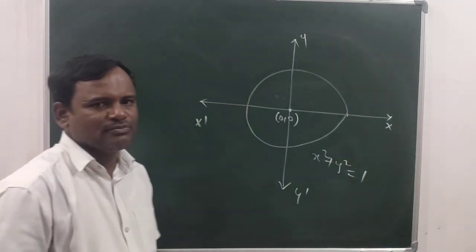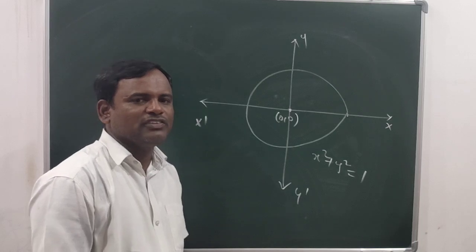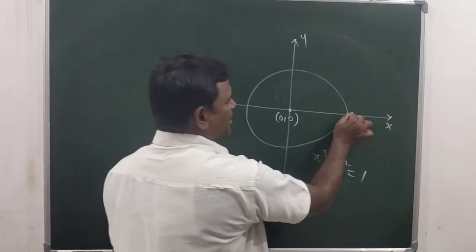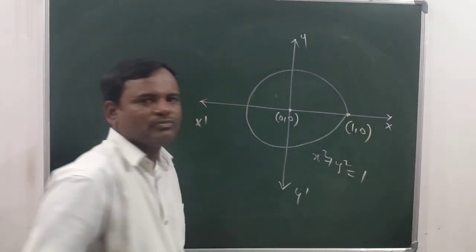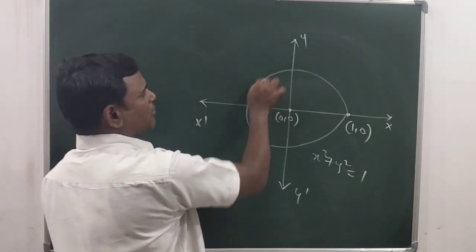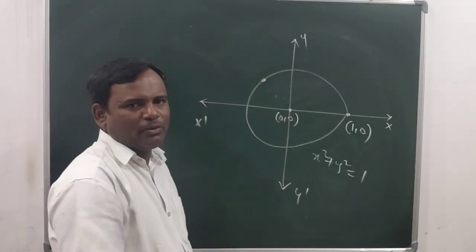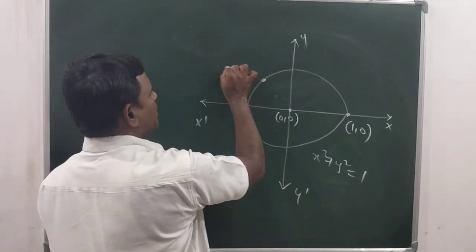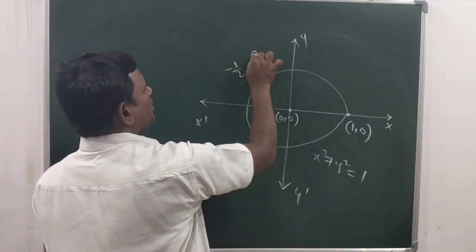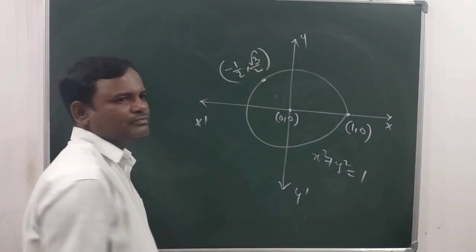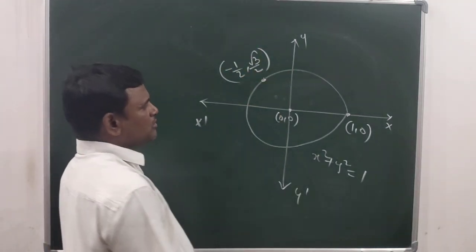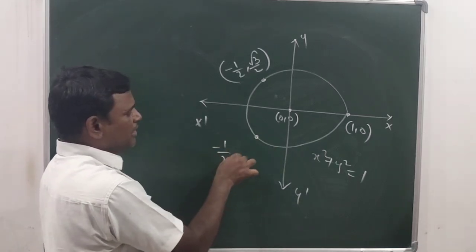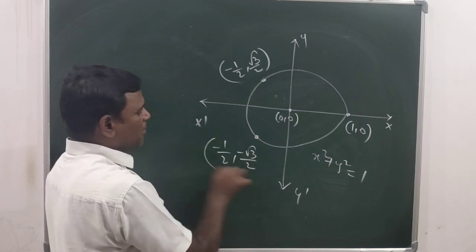You have got three roots. What is the first one? 1. There is no imaginary part, hence you will get it at (1, 0). And what about the second one? Here the real part is negative and the imaginary part is positive, which means it belongs to quadrant 2. Here you will get (minus 1 by 2, root 3 by 2). For the third one, both the real part and the imaginary part are negative.